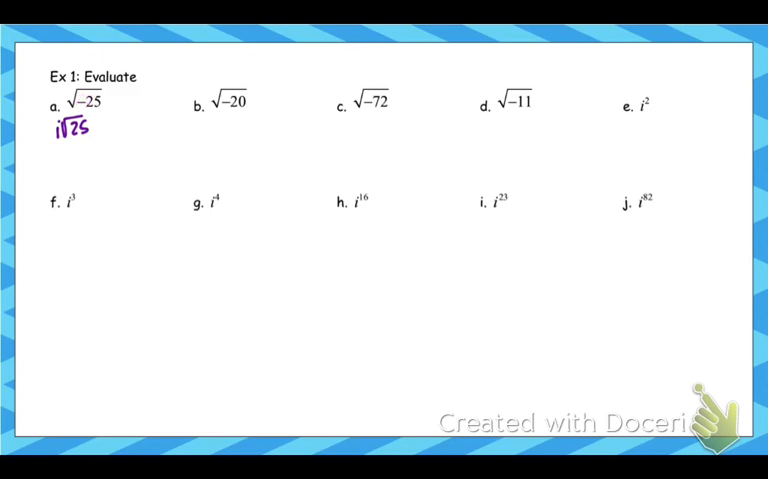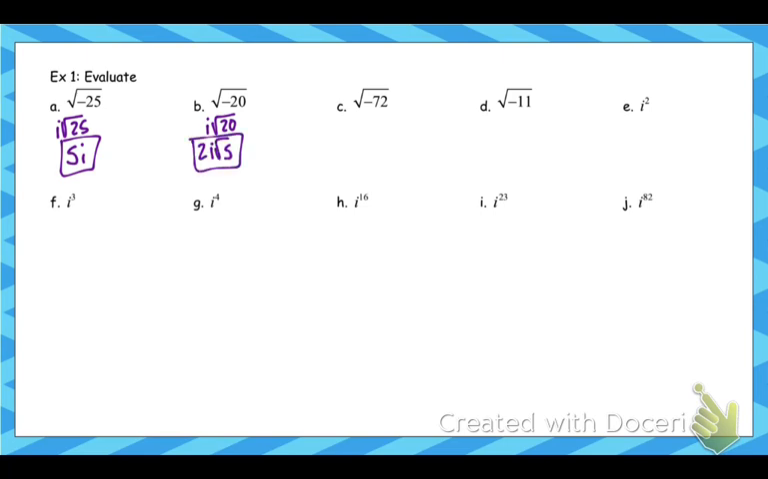Well, the square root of 25 is 5. So the square root of negative 25 is 5i. All right, same thing here. The square root of negative 20. That would be i root 20. Now remember, we do need to simplify square root of 20. Okay, square root of 20 can break down into 2 root 5. So this is 2i root 5.